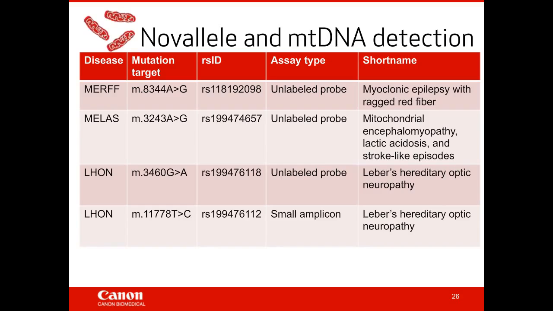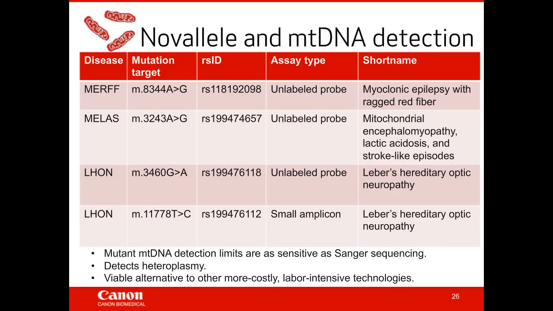Common detection methods for these targets, like NGS or Sanger sequencing, can be costly and time-consuming. Our published research has found that HRM mitochondrial DNA detection is as sensitive as these common methods, and the assays are able to detect mutations in a heteroplasmic population. And so, therefore, these assays are a viable alternative to other more costly, labor-intensive options.